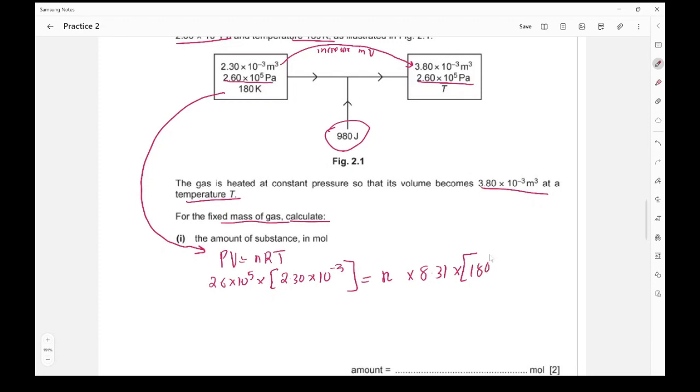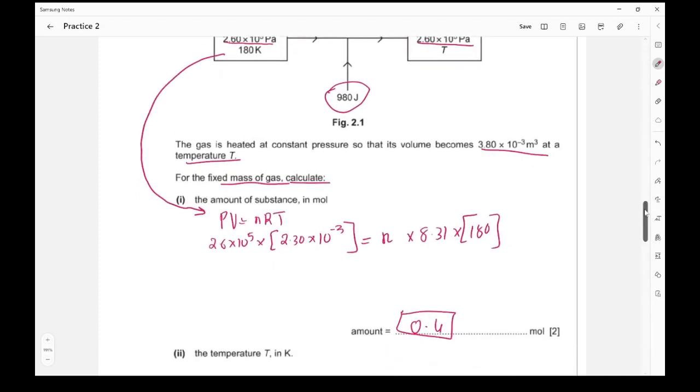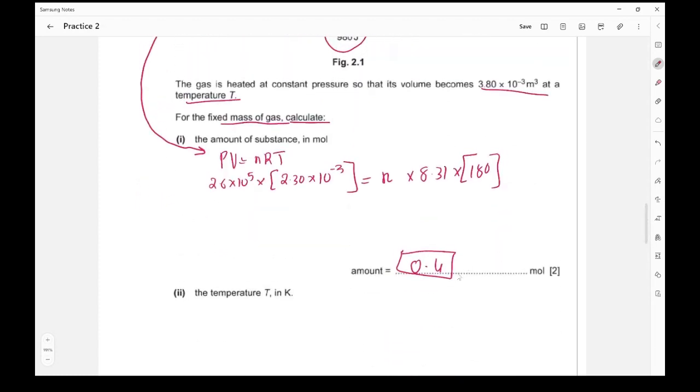Remember this thing, this needs to be in Kelvin, and it is already in Kelvins. So we can easily find the number of moles over here. So let's see. Let me just pause it for a minute so that I can just calculate this thing. And without waste. So yeah, guys, I have just done this calculation, and I'm getting a value of 0.4. Let me just scroll down a little bit. So I'm getting a value of 0.4 over here. So this does it. Let's just move on to the next part, which is the temperature in Kelvin.